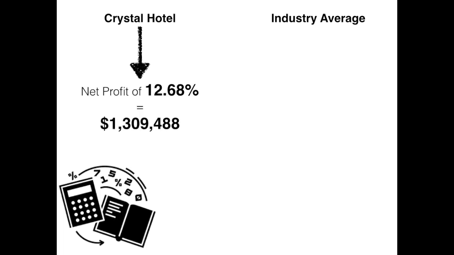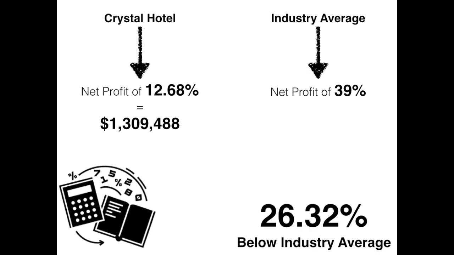We can see that the Crystal Hotel currently makes a net profit of 12.68%, giving the owners $1,309,488. However, the hotel industry average net profit sits considerably higher at 39%. So what does this mean? Put simply, it means the Crystal Hotel is performing below par in some aspects of the business and is missing out on a large amount of net profit, ultimately giving owners less money than they could potentially make.